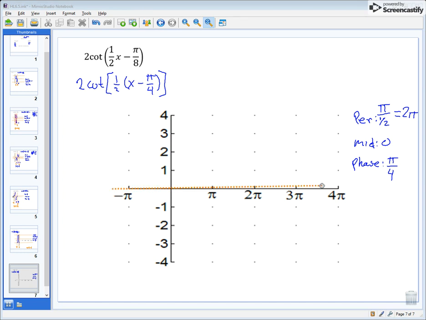All right, so we put in, here's our midline of 0. And we're shifted to the right, 1/4 of pi. And then we have a period of 2 pi. So now let's write down starting point, which was pi fourths. Period of 2 pi, so pi fourths plus 2 pi. That's 2 pi and 1/4. Or in other words, that's 9 pi fourths.